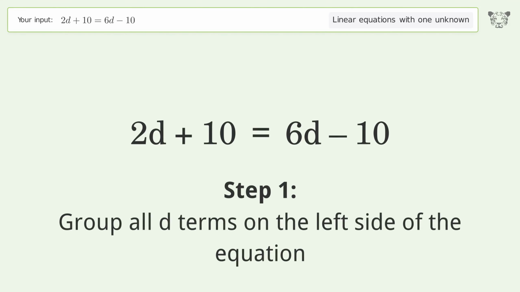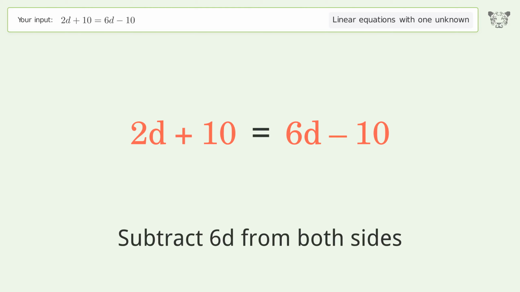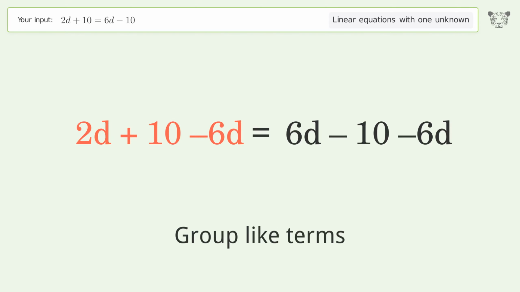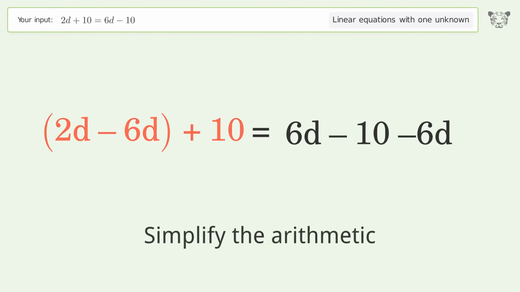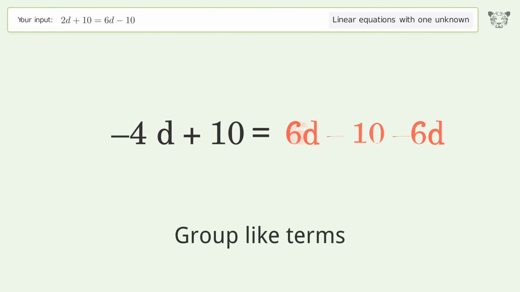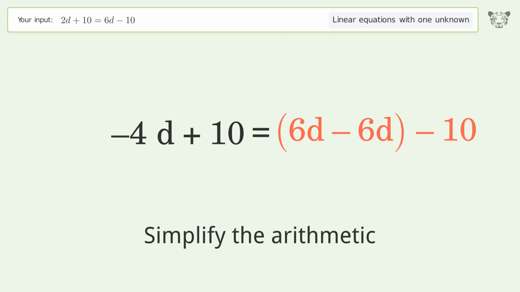Group all d terms on the left side of the equation. Subtract 6d from both sides. Group like terms. Simplify the arithmetic. Group like terms. Simplify the arithmetic.